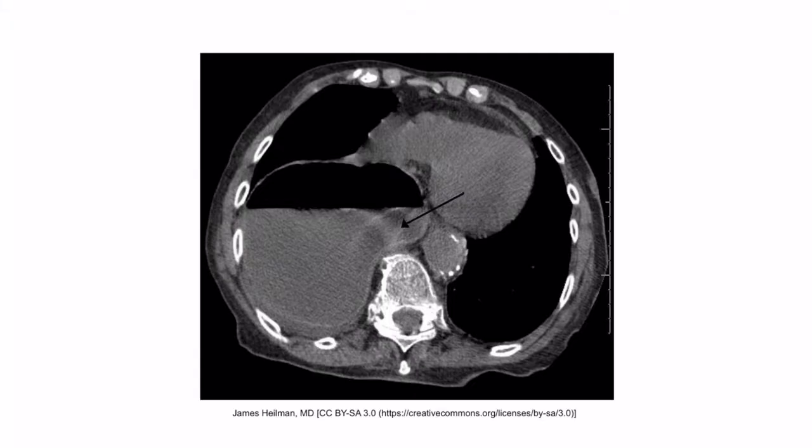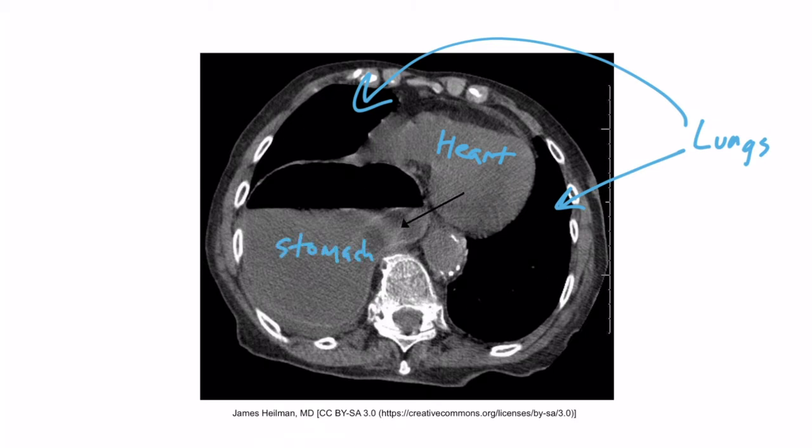This image shows an axial cut through the thoracic cavity, and we can see the heart right here. And the lungs appear black because they're filled with air. The abdominal contents should not be seen here in this cavity, yet we see the stomach right here, indicating a diaphragmatic hernia. So naturally, these lungs will not be able to develop fully.